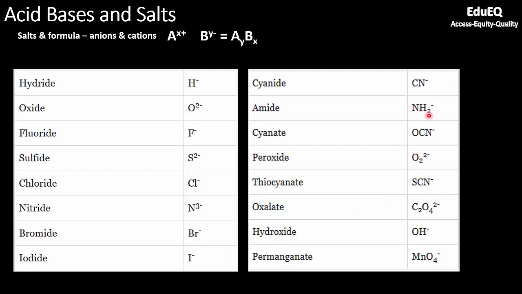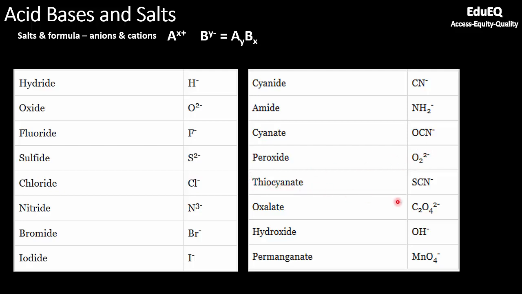Cyanide is minus 1, amide NH2 minus, cyanate would be OCN minus 1, peroxide would be O2 2 minus. So if you are writing hydrogen peroxide, hydrogen is plus 1 and peroxide is 2 minus. So hydrogen peroxide will be H2O2 because this 2 will come with hydrogen.